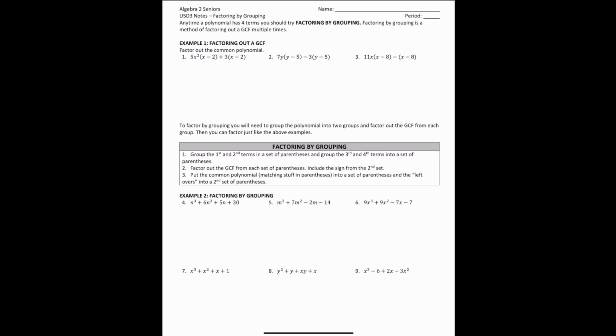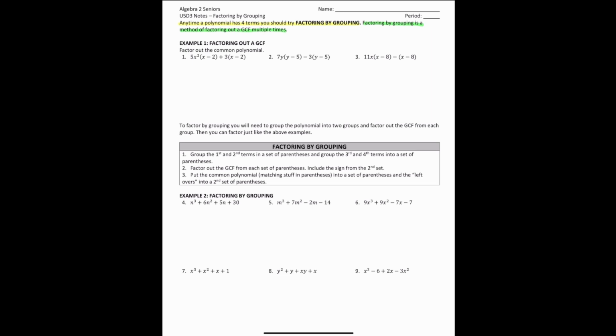Welcome to today's lesson on Unit 5, Day 3 notes, factoring by grouping. So this time we're going to be working with polynomials with 4 terms. Anytime a polynomial has 4 terms, we factor by grouping. Now factoring by grouping is a method of factoring out the GCF multiple times.